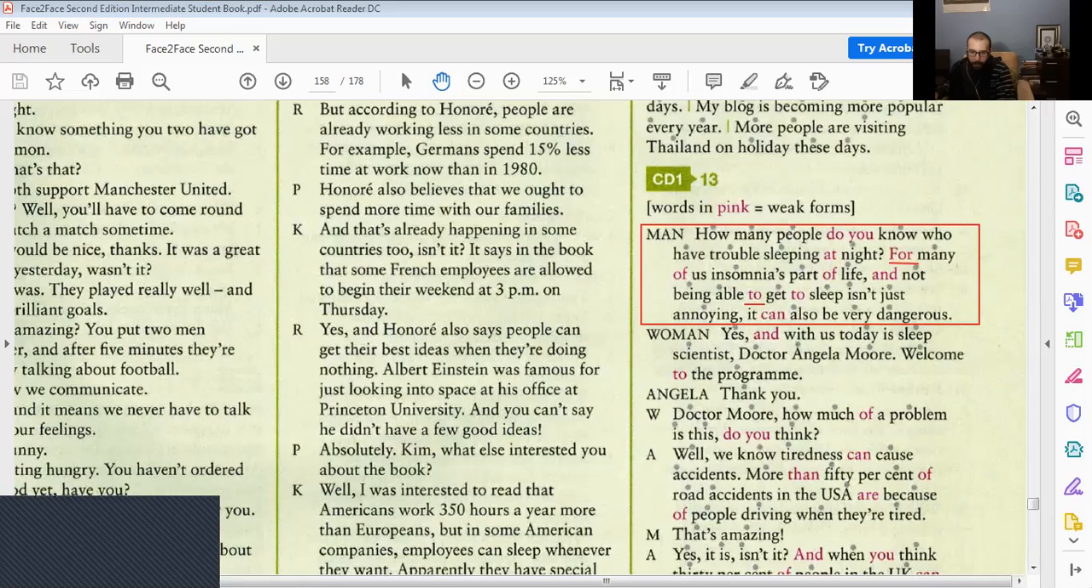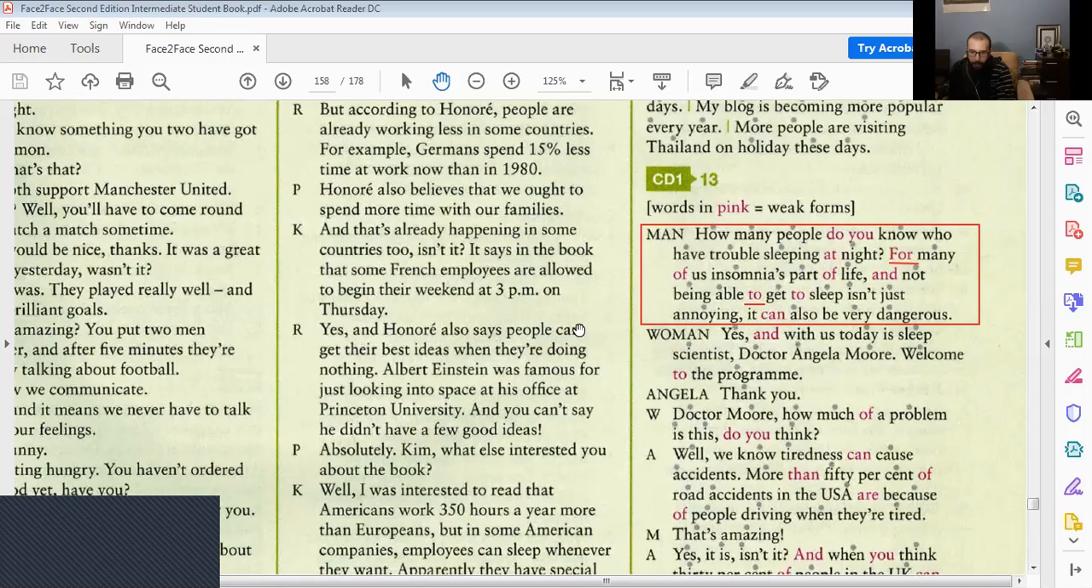Track 13. How many people do you know who have trouble sleeping at night? For many of us, insomnia is part of life, and not being able to get to sleep isn't just annoying, it can also be very dangerous.